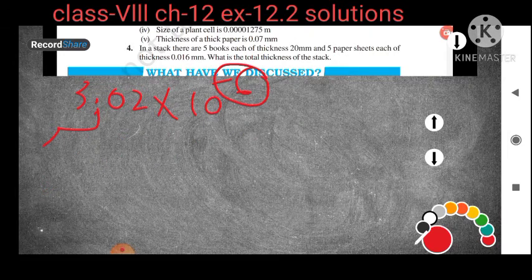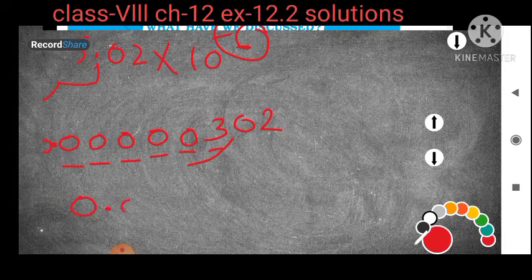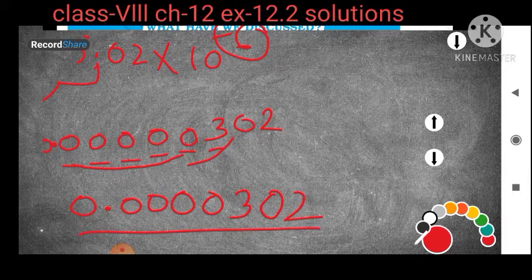Now 0, 2, 3 is there. This point will go how many steps? 1, 2, 3, 4, 5, 6 steps it will go. So you have to add here 0, 0, 0, 0, 0. Then you will put the decimal, then again 0. So what is the answer? The answer will be 0.0000. How many 0s do we have to add? 5 zeros, and 1 makes 6, then 3, then 0 2. So this will be the answer. This is the usual form.